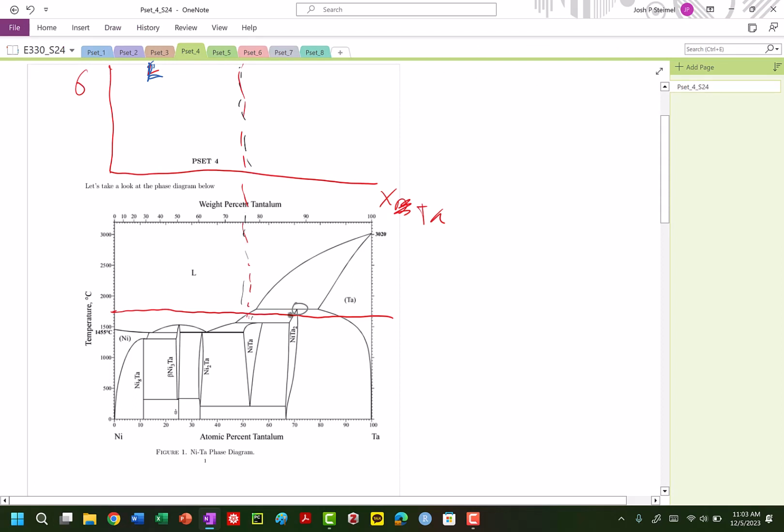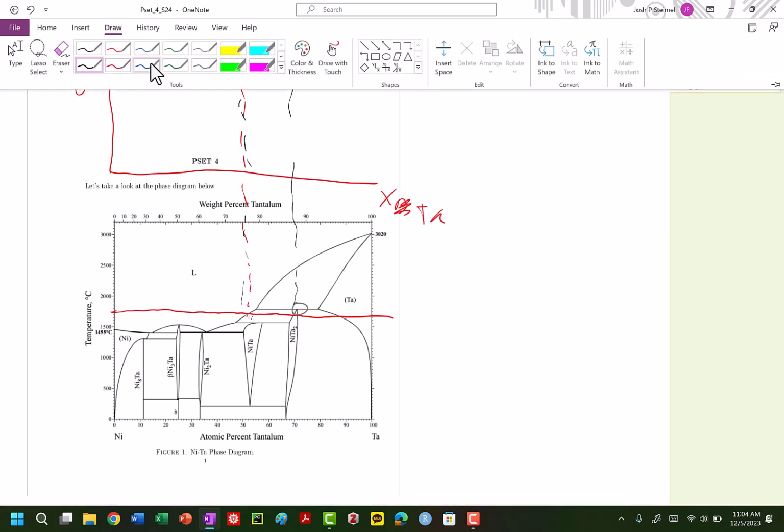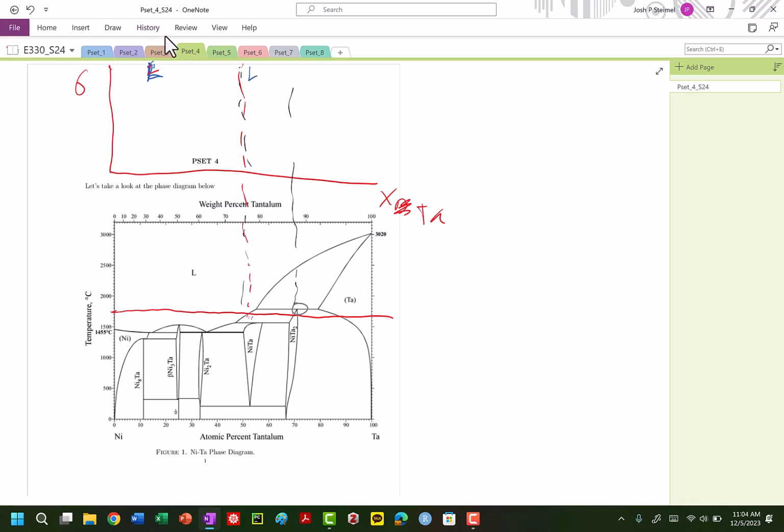Between this composition and this composition, what phases am I in? So here and here, I'm actually liquid, and I'm going to change here. I'm going to be liquid plus, I'm going to just name this green, plus a second phase, which is NiTa2. So that will be this phase right here. Now, between here and here, I'm just pure NiTa2. So there's no two-phase region in this little tiny section.